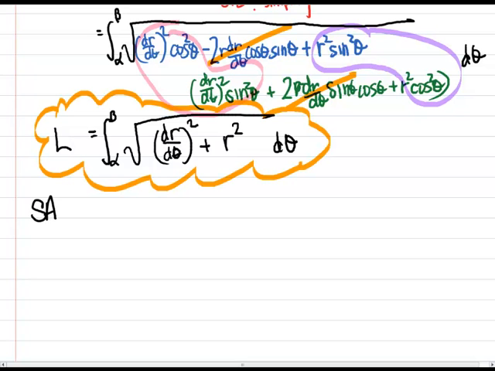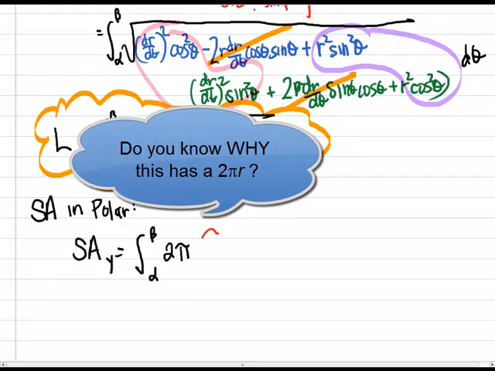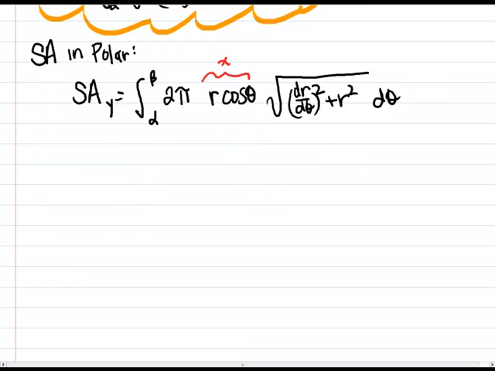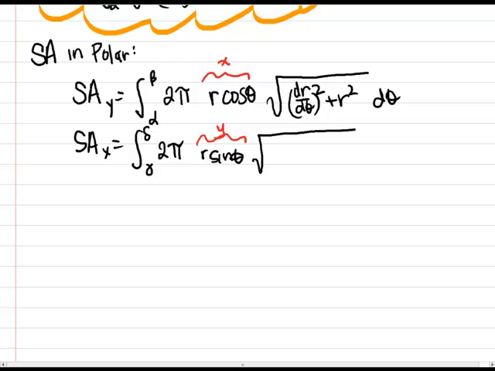Now before doing an example, I'm going to go ahead and just tie this into surface area in polar form. So when we have a surface area revolved around y, it's going to be 2 pi times the radius, but our radius here will be in terms of x, and x equals r cosine theta. And then we have our arc length, dr/d theta squared plus r squared. And then we have surface area revolved around x from gamma to delta, and the radius is going to be in terms of y. So we're going to have our r sine theta here, and then our arc length formula, dr/d theta squared plus r squared. And now we'll do two examples.